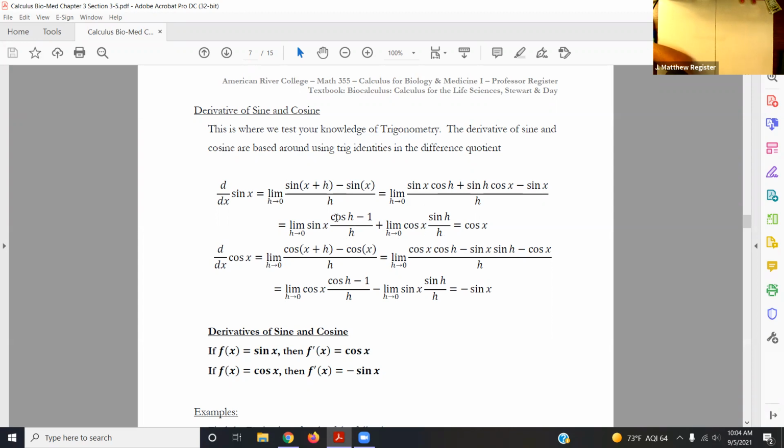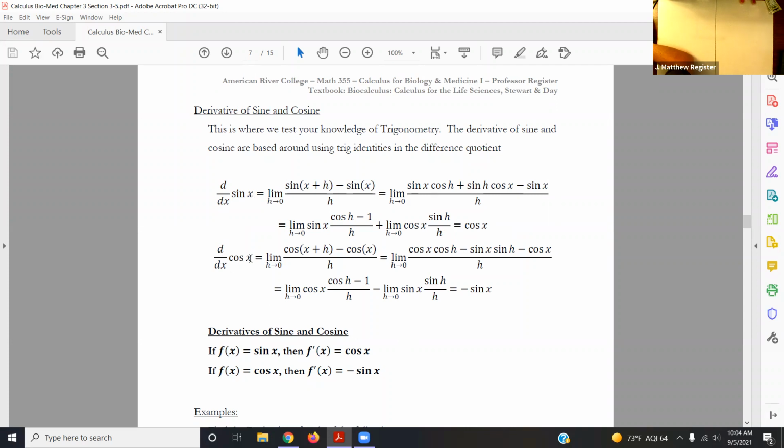Well, this limit here, cosine of h minus 1 over h as h goes to 0, is something we can calculate. And it turns out it goes to 0. And so this term right here goes away. And this one, sine of h over h as h goes to 0, that was the one you're supposed to memorize. That goes to 1, which means the derivative of sine of x is cosine of x.